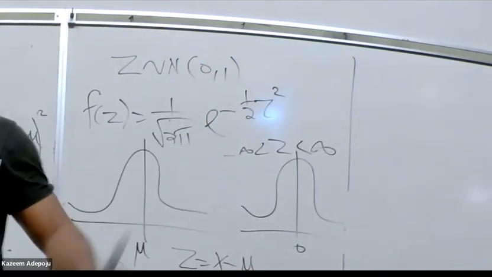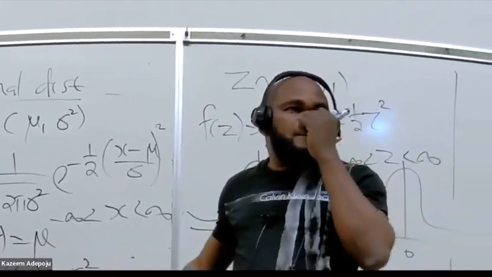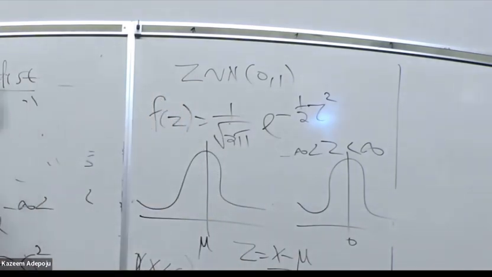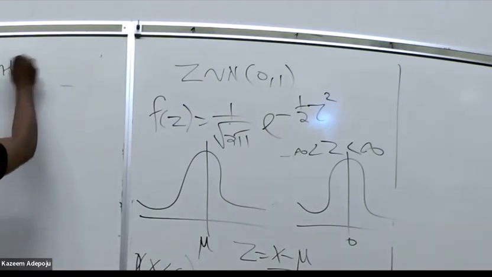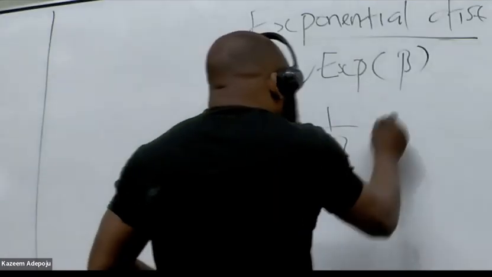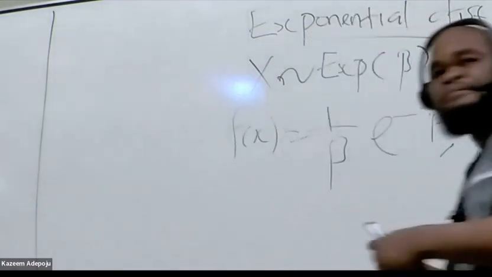Now, because of time, revise all what we've done in normal distribution. Now, the next distribution that I talked about was exponential. Exponential distribution. X follows exponential with parameter beta. So f of x equals 1 over beta, exponential raised to the power of this, x greater than 0, beta greater than 0.